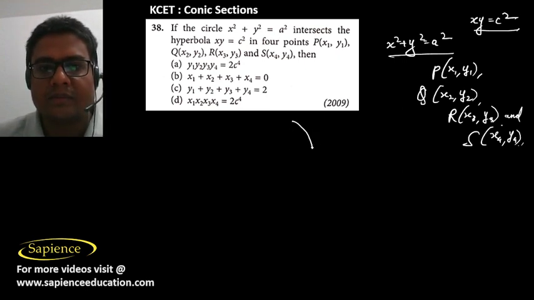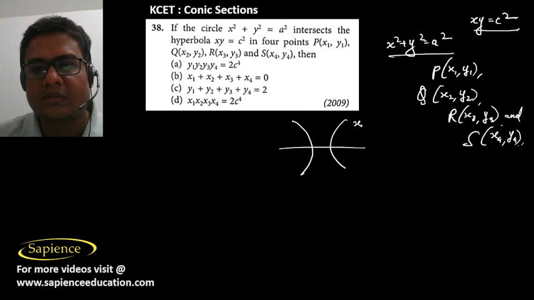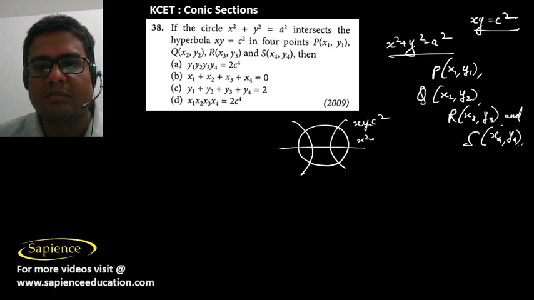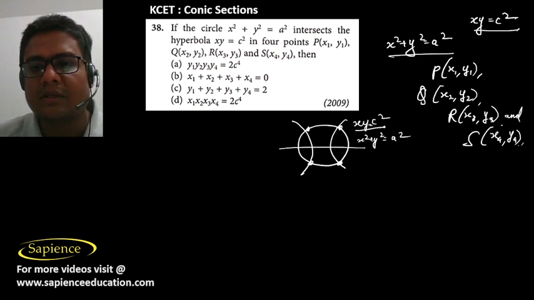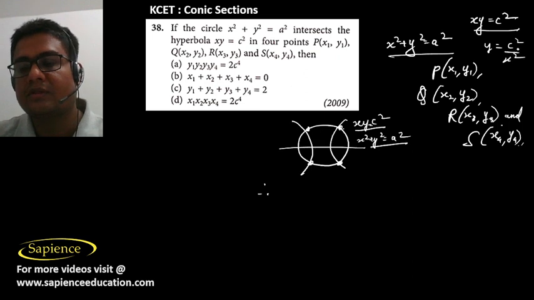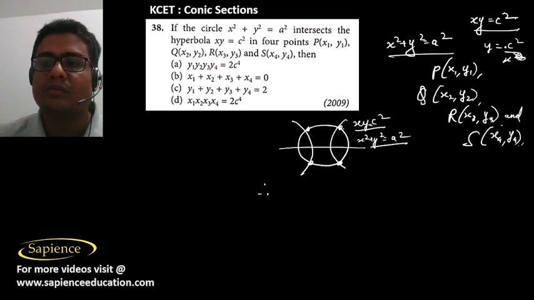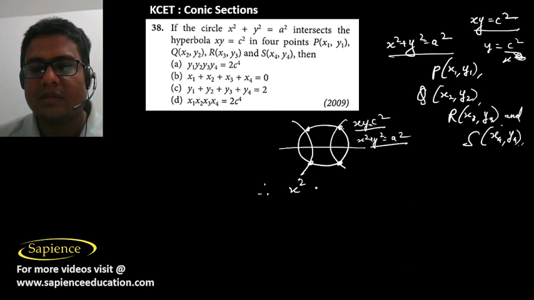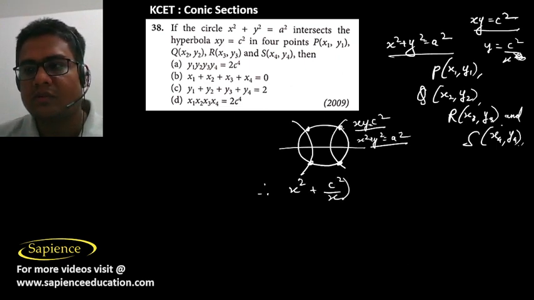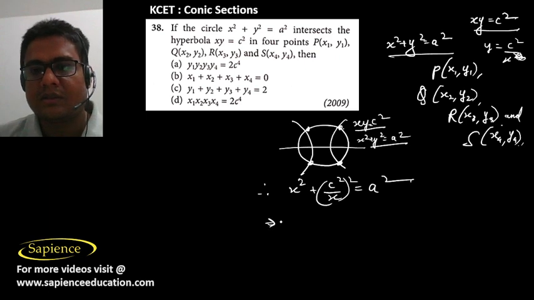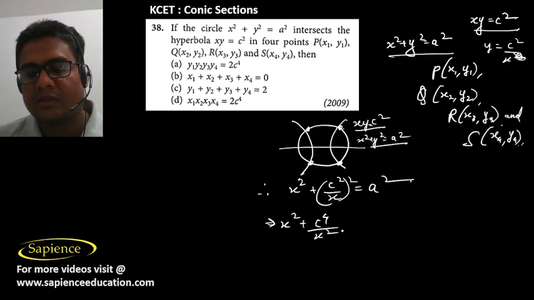it means that the hyperbola xy equal to c square should intersect the circle x square plus y square equal to a square at 4 points. It means that if we solve this curve with this curve, then it should have 4 roots. Therefore from here we get y equal to c square by x. Then if we put that y here, we will get x square plus c square by x whole square equal to a square. So x square plus c power 4 by x square equal to a square.